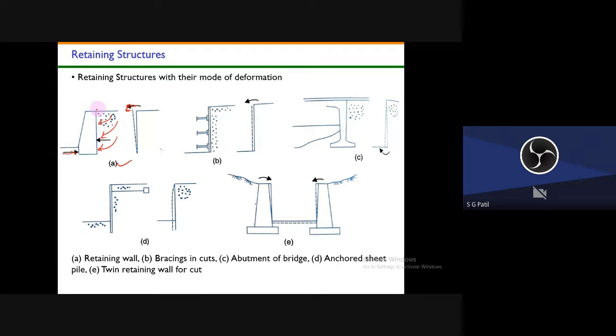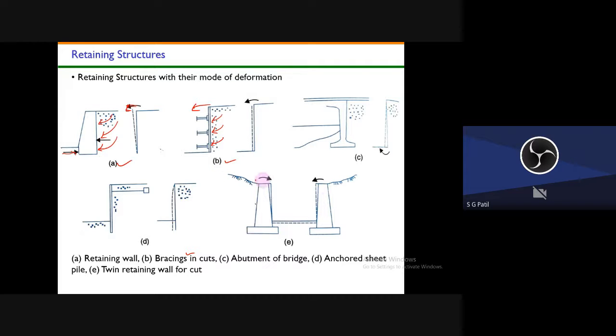In terms of wall movement, here the wall is moving away from the backfill on this side, and here the wall is moving towards the soil. You can see an example in these braced cuts. Here also the retained soil is trying to push this wall in this direction, so the wall is trying to move like this. This is the mode of deformation in braced cuts.